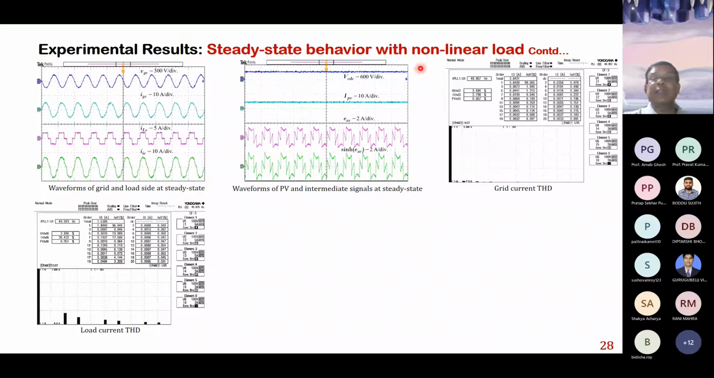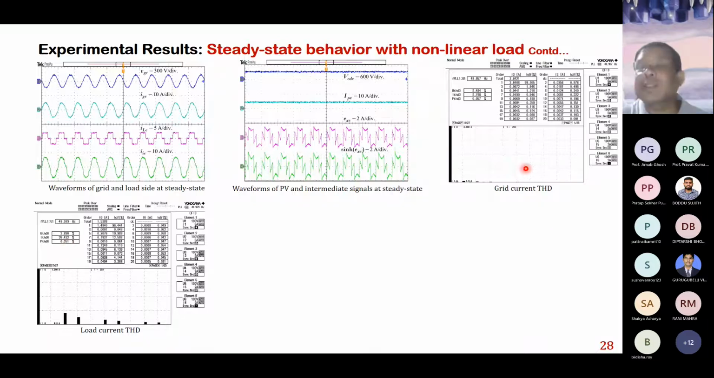And we have the steady state behavior with nonlinear load. These are some of the waveforms captured by the DSO, the waveforms of the grid and load side at steady state. And these are the waveforms of PV and intermediate signals at steady state. And this is the THD of the grid current, and this is the load current. The THD is around 26.